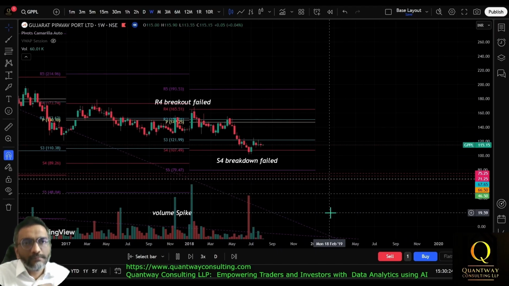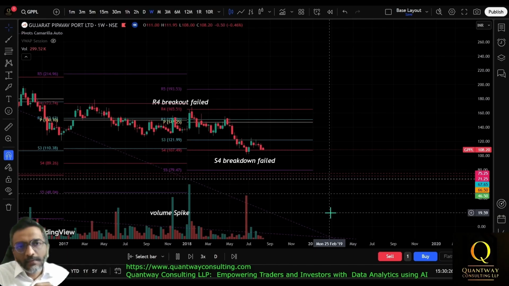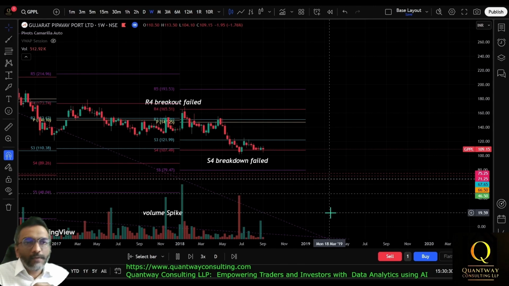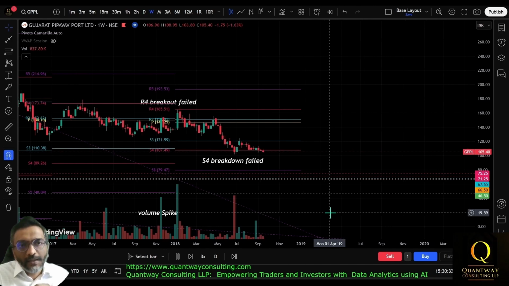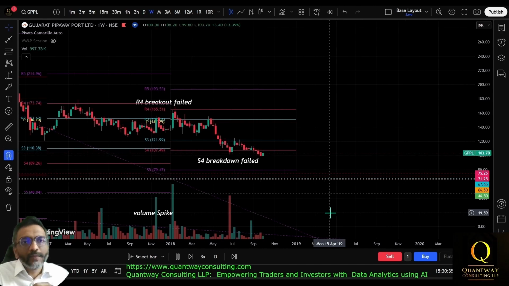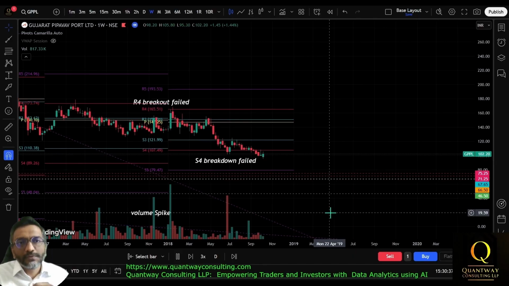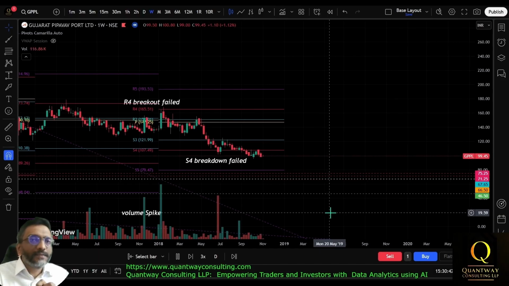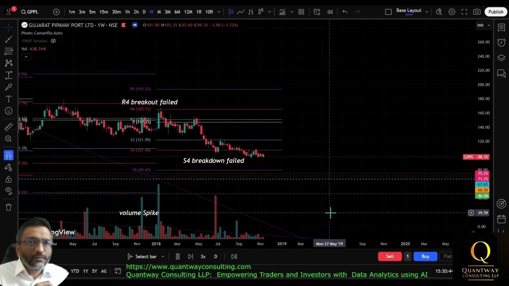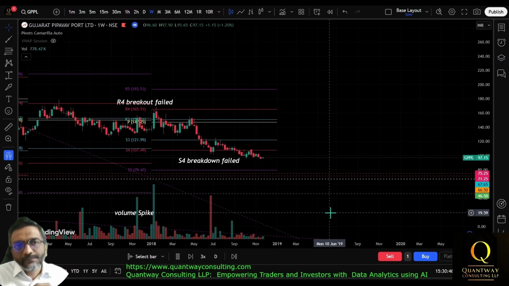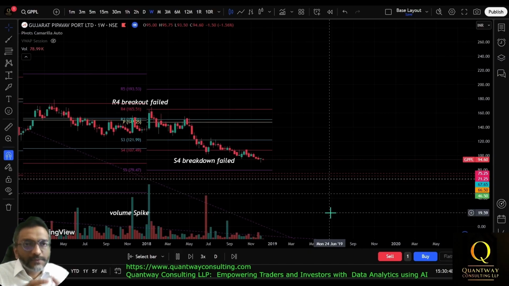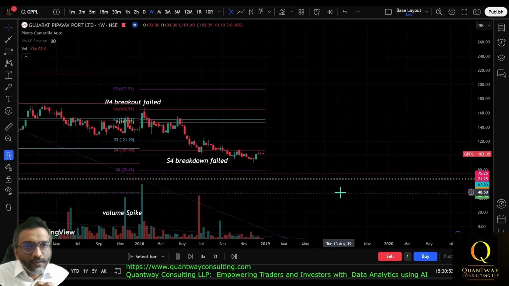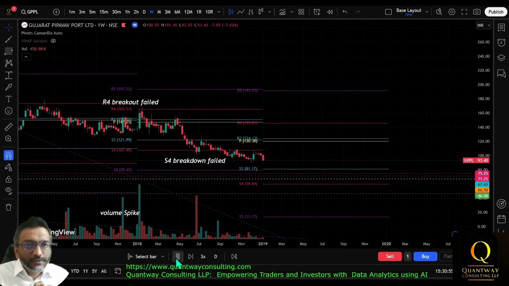So, such is the nature of the piecewise linear algos, which can get backtested. I mean, we can backtest such algos and we can understand what kind of drawdowns they give or how much gains they might produce for that particular drawdown that you have to face. So now we can see that there was an S4 breakdown, and again there is a consolidation.